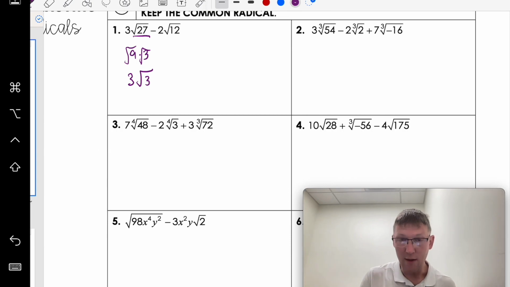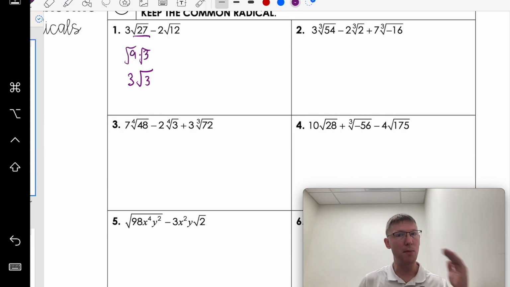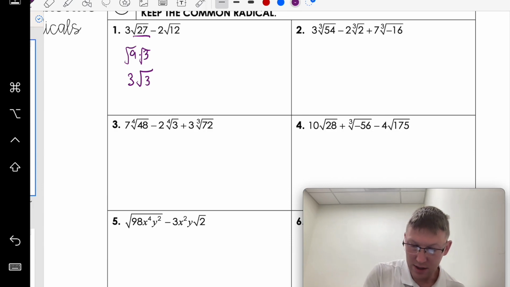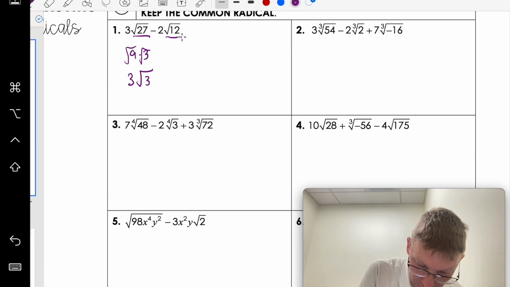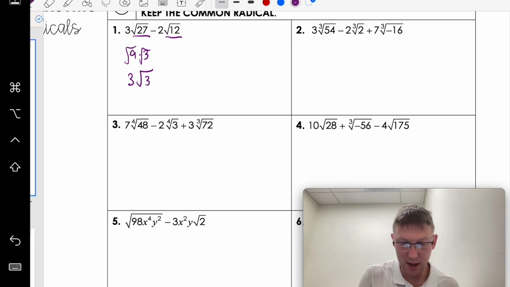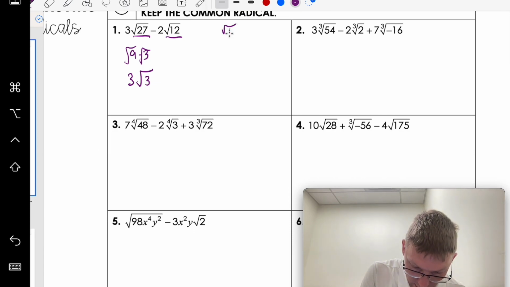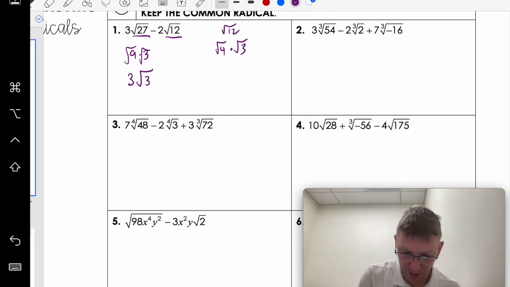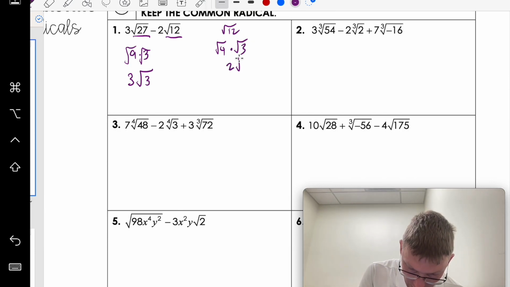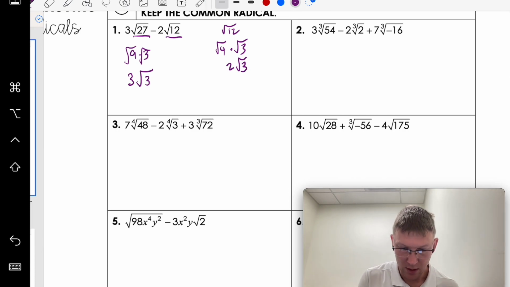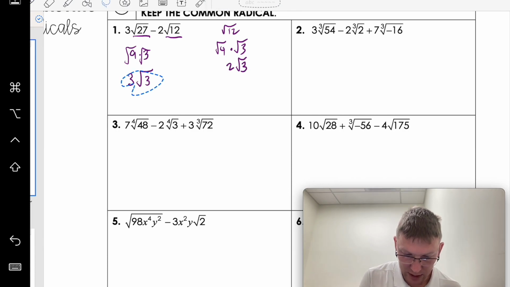If that doesn't make sense to you, we have to back up a little bit and practice that skill more. Over here on the 12, again, I know that 4 times 3 is 12, so the square root of 12 is the same as the square root of 4 times the square root of 3, which is the same as 2 square root of 3. Okay, so I'm going to move this stuff a little bit.